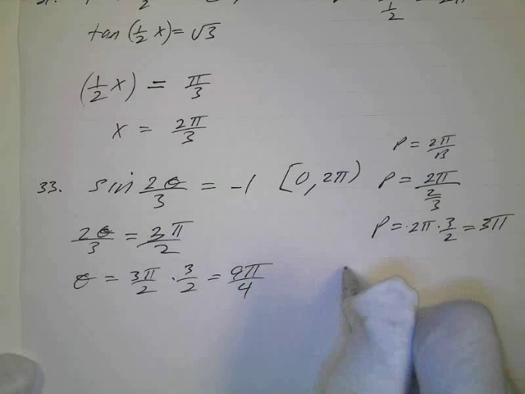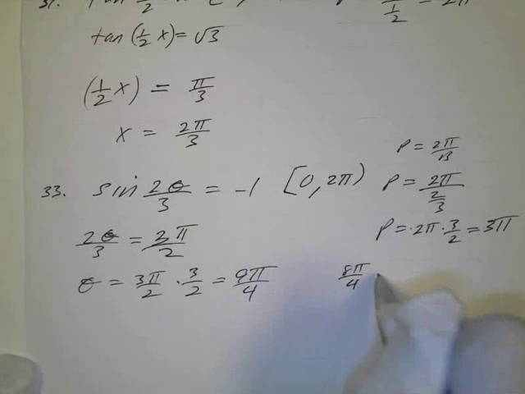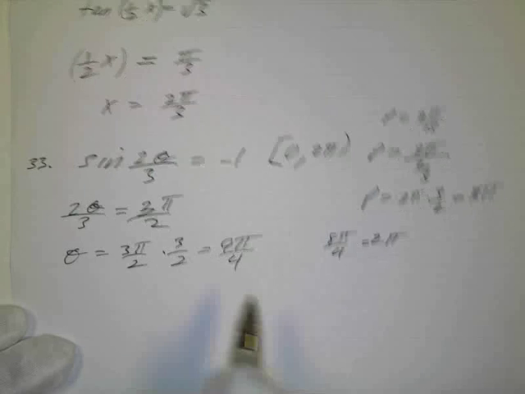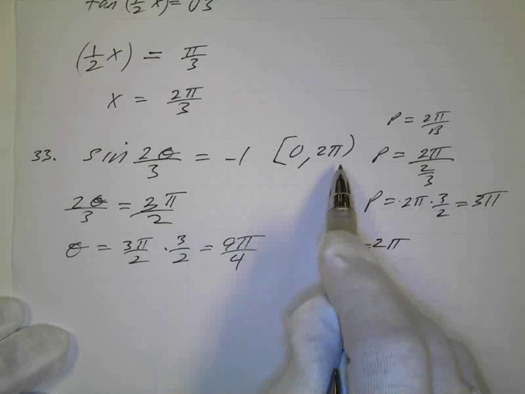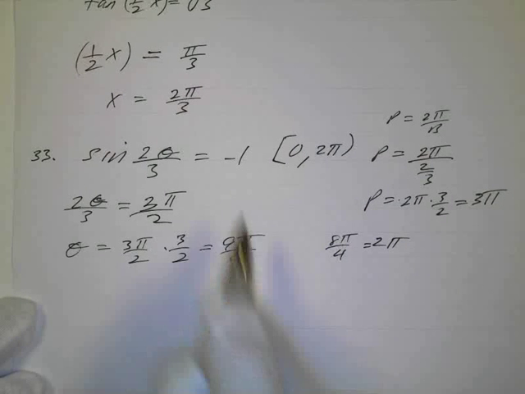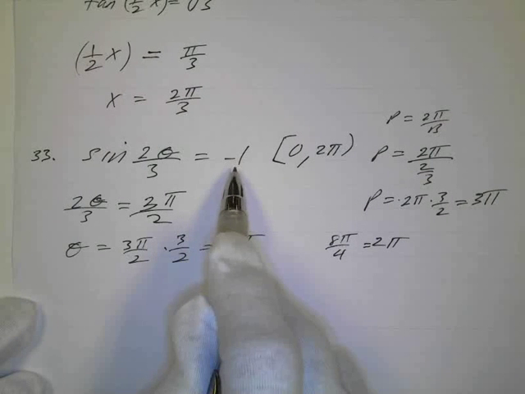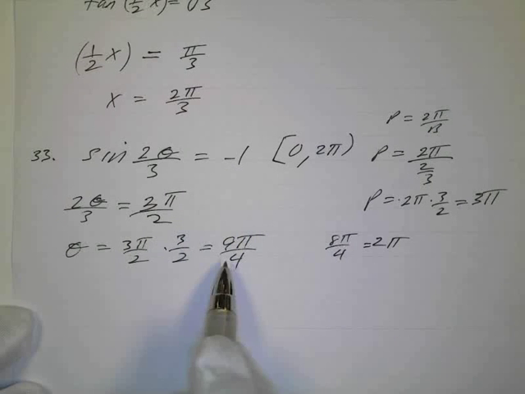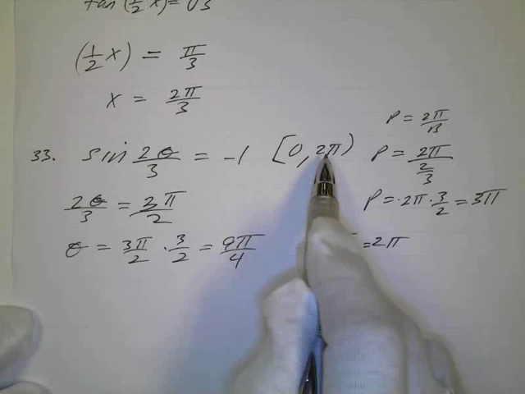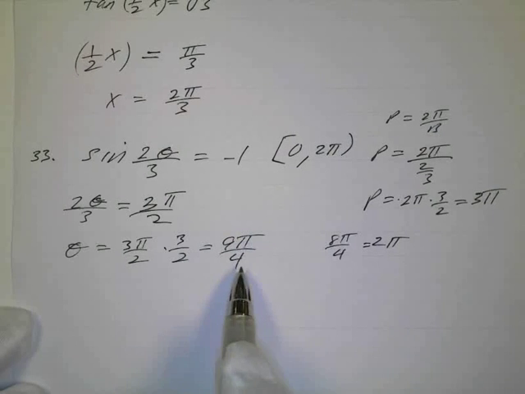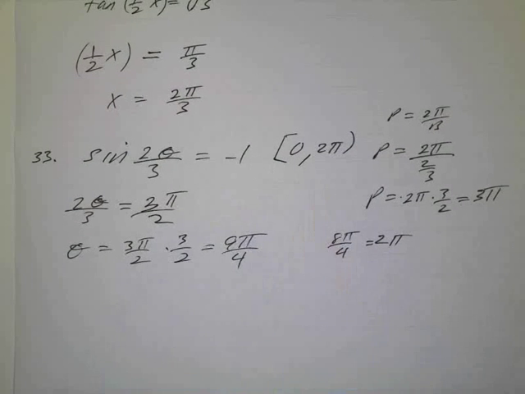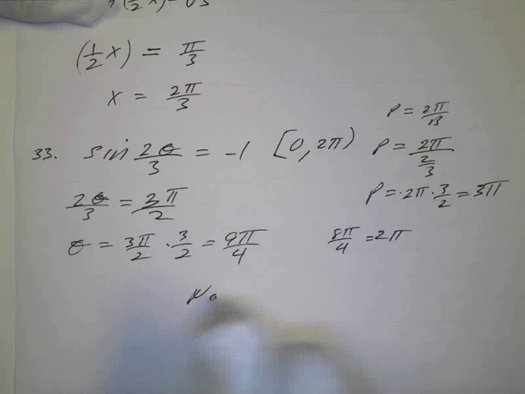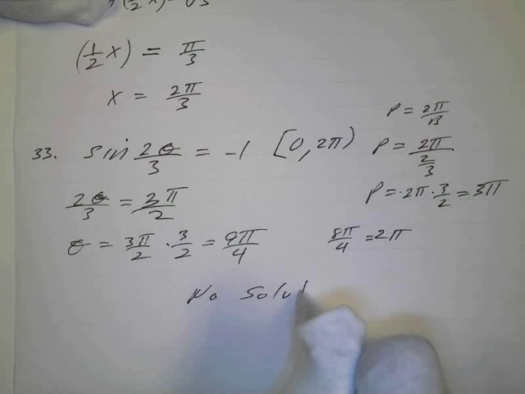But notice something about this. 8 pi over 4 equals 2 pi. So the only solution I have is actually outside my domain. This is the only solution I have because there's only one solution for this negative 1 normally, and in that domain this doesn't happen there. And you could graph it, and you could see it's actually equal to negative 1 outside this domain, so no solution.